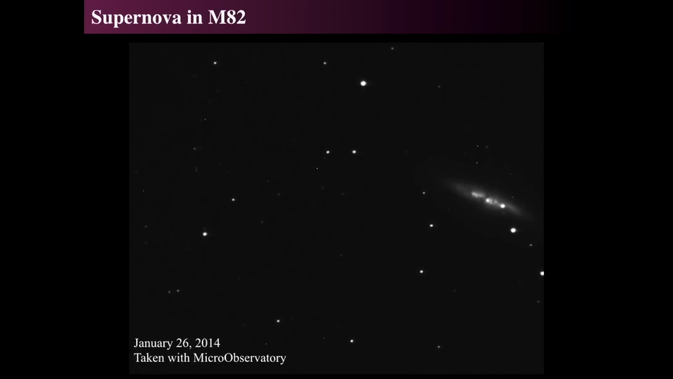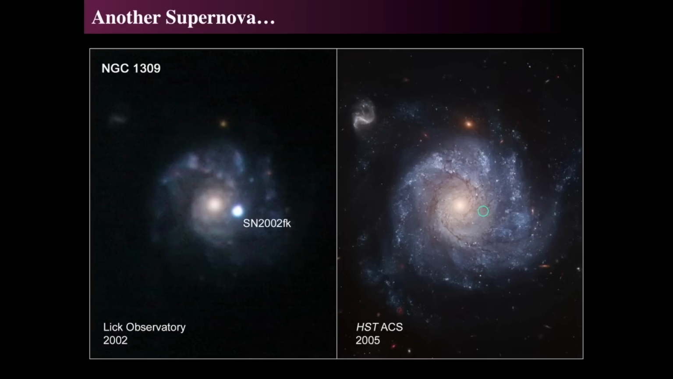I saw it. And there's another image. This was taken by a micro-observatory, and we see all the way over on the right, and I'll just use my mouse to kind of point over to it. There it is right there. There's the supernova in M82. Here's another supernova in the galaxy NGC 1309, and there's a Hubble follow-up image with respect to it.